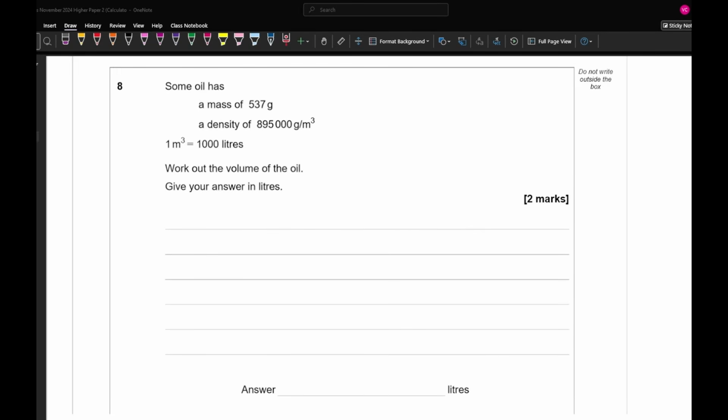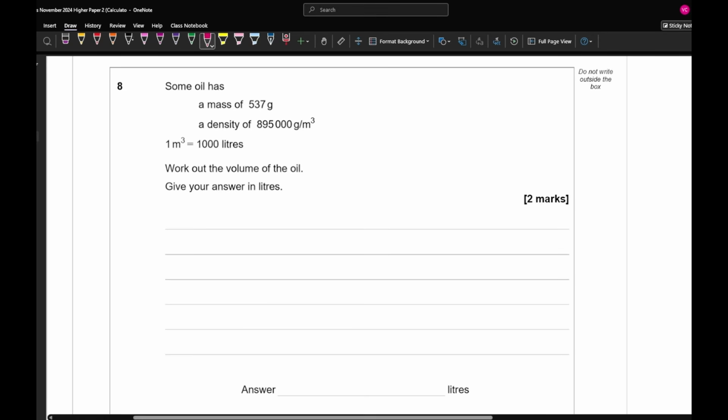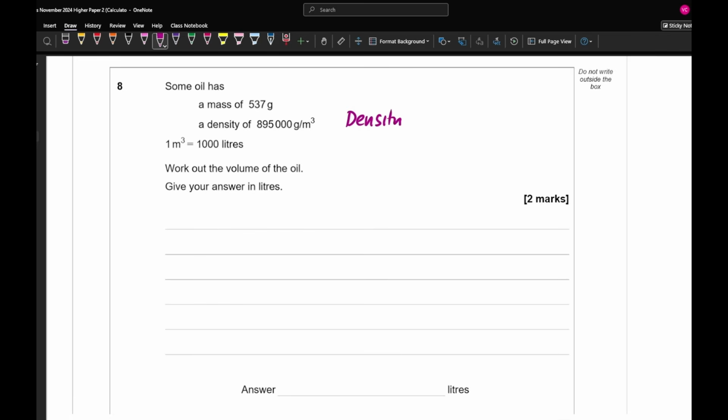So question 8 says some oil has a mass of 537 grams and a density of 895,000 grams per cubic meter. If 1 cubic meter equals 1,000 litres, work out the volume of the oil, giving your answer in litres. So for this, what we need to establish is that density equals mass over volume, and that the volume is going to equal mass over density.